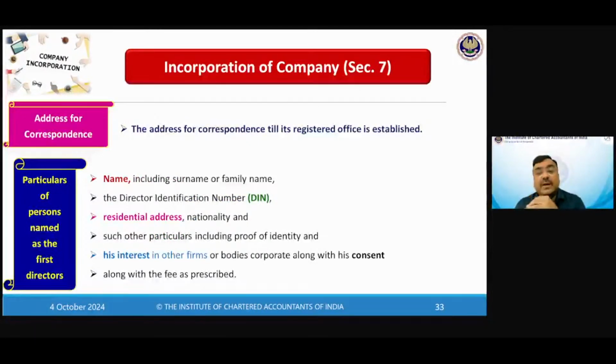So one other information required to be submitted is the address for correspondence till the registered office is established. जब तक रजिस्टर्ड ऑफिस नहीं बन रहा, भैया चिट्ठी पत्री कहां पर करें, कहां भेजें, where to send the documents, तो temporary corresponding address.